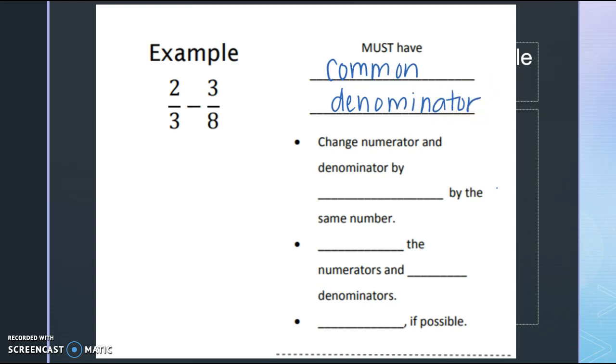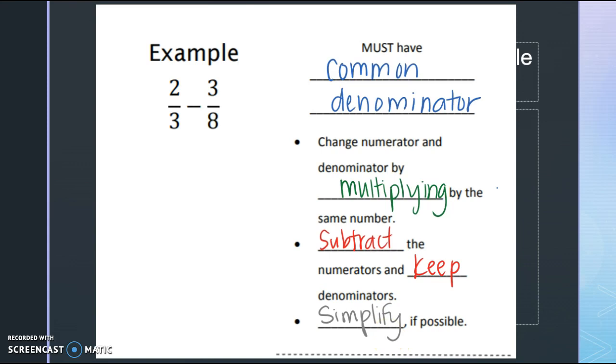Now again, once we find that common denominator, it's very similar to addition. We want to change the numerator and denominator by multiplying by the same number. Now here, this is where it changes just slightly. Here we want to subtract the numerators since we're doing a subtraction problem. So we subtract the numerators and we still keep the denominator. So the denominator stays the same once we found the common denominator, but we are subtracting the numerators. And then our last step, if possible, we want to simplify.